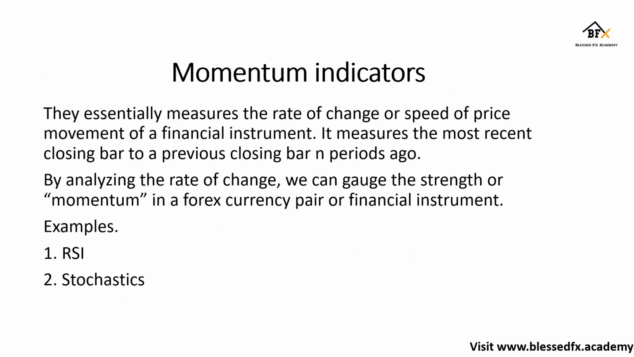Now let's move on to the momentum indicators. They are used to measure the rate of change, the speed of the price movement. They tell you whether the market has a lot of momentum, and they are used to gauge the strength of that currency pair or financial instrument. It could be a synthetic, it could be commodities. Some examples are RSI, the Relative Strength Index, which is best used for a trending market, and the stochastic, which is best used for a sideways market.